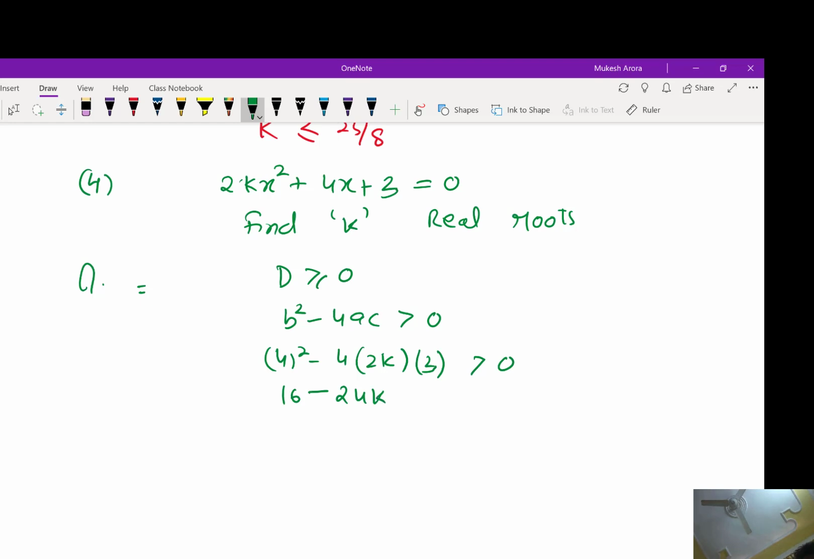16 minus 16k is greater than equal to 0, minus 16k is greater than equal to minus 16. Now this minus will go there, so what will happen? 16k is less than 16, right? The minus goes there. K is less than 16 by 24, that is 2 by 3. That is our answer.